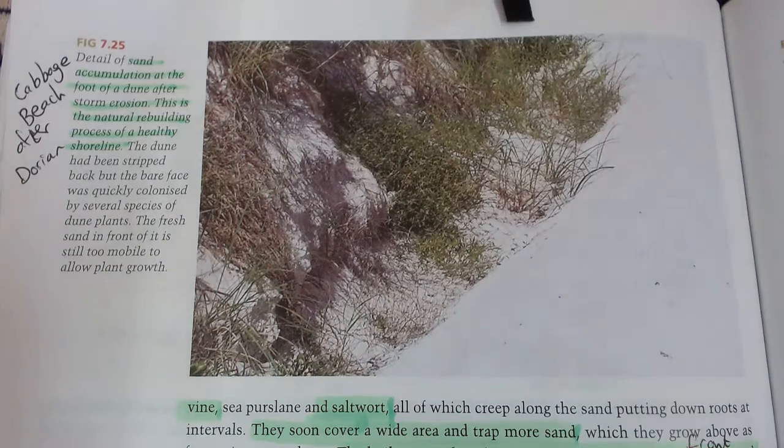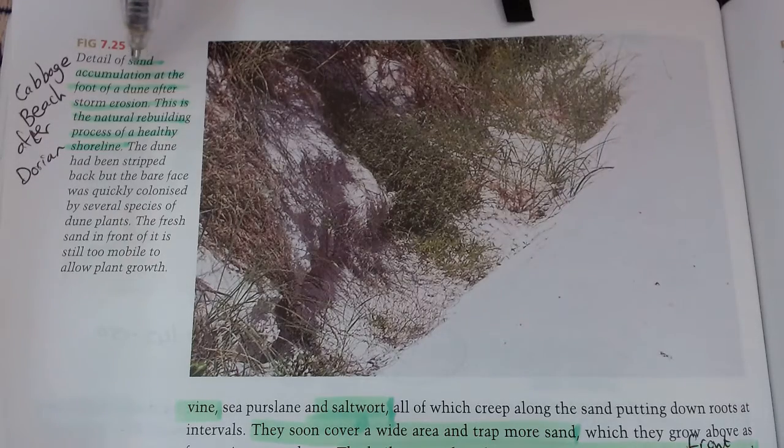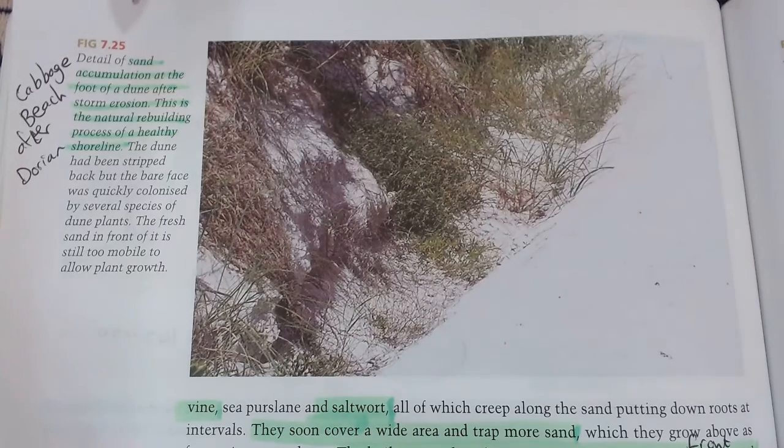Okay, so top of page 102 as well, all right? So we got sand accumulation, so that just means a gathering or build-up of sand, all right? At the foot of a dune after storm erosion. So I just want to highlight that because after Dorian, Cabbage Beach again showed signs of massive movement of sand towards the foot of the dunes, okay? So this is a natural process.